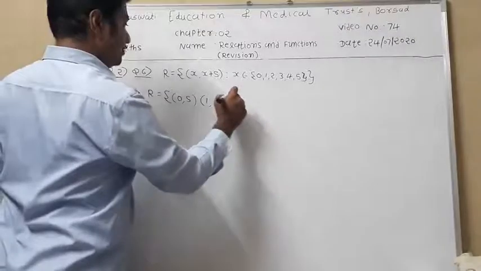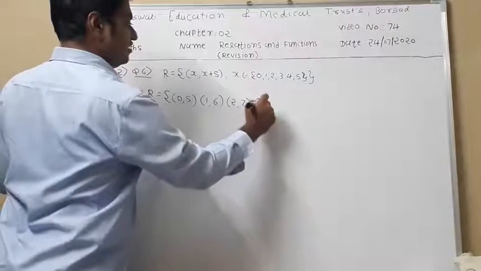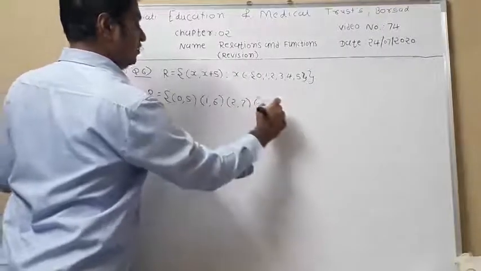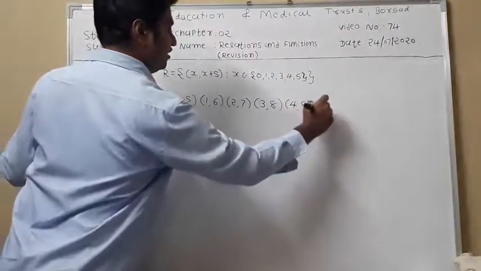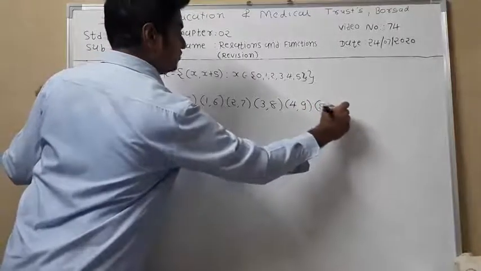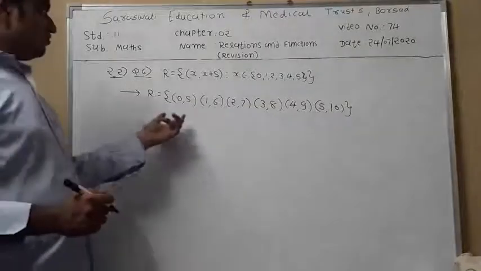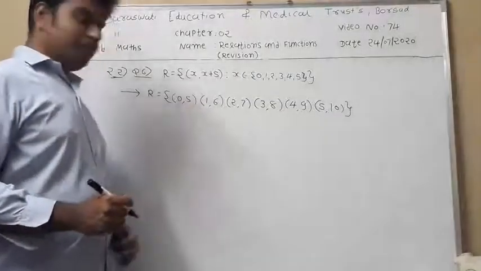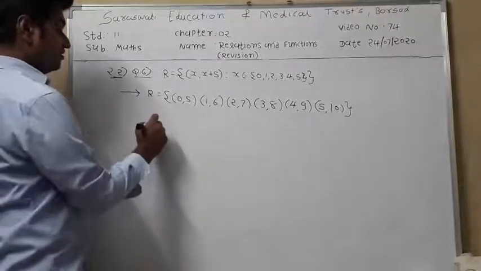Now the next positions: 2, 2 plus 5 is 7; 3, 3 plus 5 is 8; 4, 4 plus 5 is 9; and 5, 5 plus 5 is 10. So here we get a total of 6 ordered pairs. Now our question is to find out the domain and range.